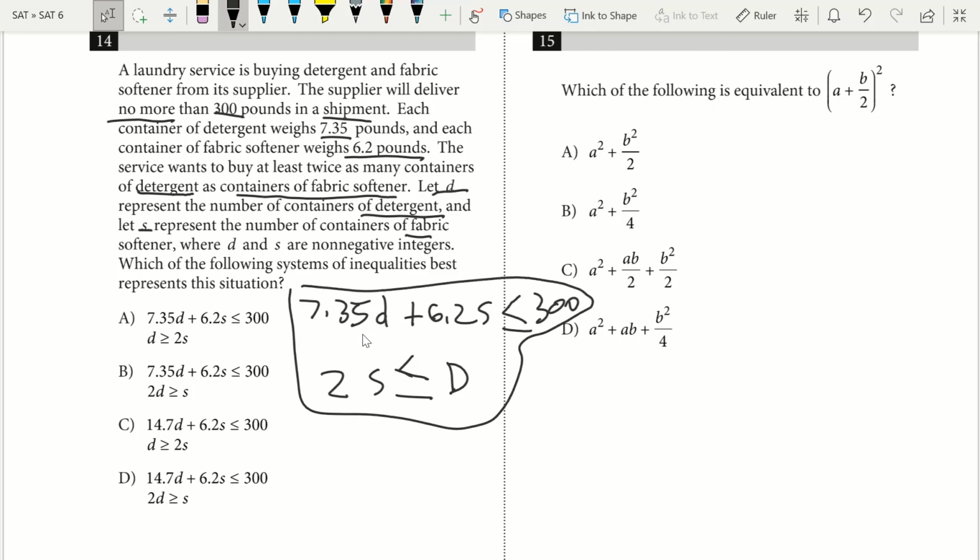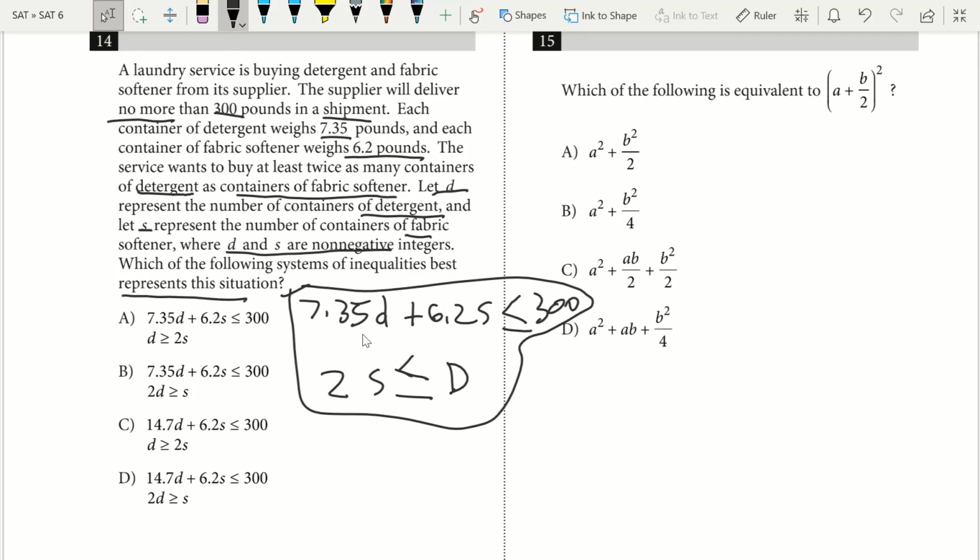We're going to finish reading our question, but it's probably just going to ask us for these, because I glanced over at the answers, which it's okay to do as long as you're not spending too much time looking at the answers before reading the question. And it says, let D represent the number of containers of detergent and S represent the number of containers of fabric softener, where D and S are non-negative integers. Which of the following systems of inequalities represents the situation?